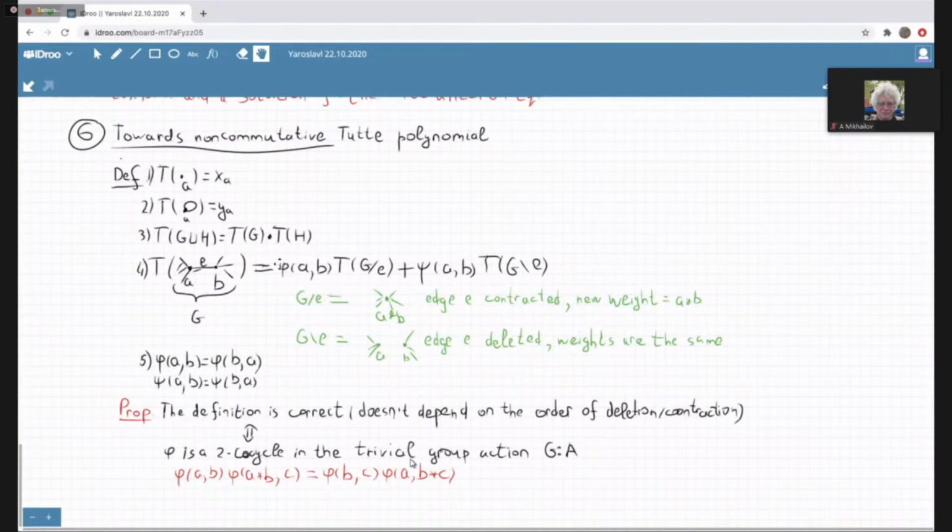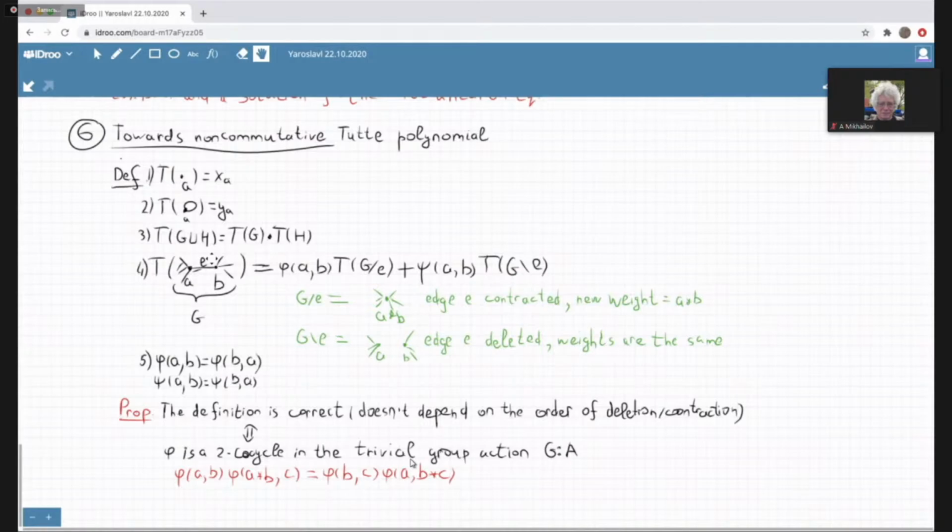Here the functions phi and psi are just arbitrary functions. We only claim that they are commutative. This is somehow like a general multivariate Tutte polynomial. The nice observation that we made, as written here, is a step towards a non-commutative Tutte polynomial. We are interested in the non-commutative behavior of this polynomial, and it's the first step in this direction. The statement is that this definition is correct.